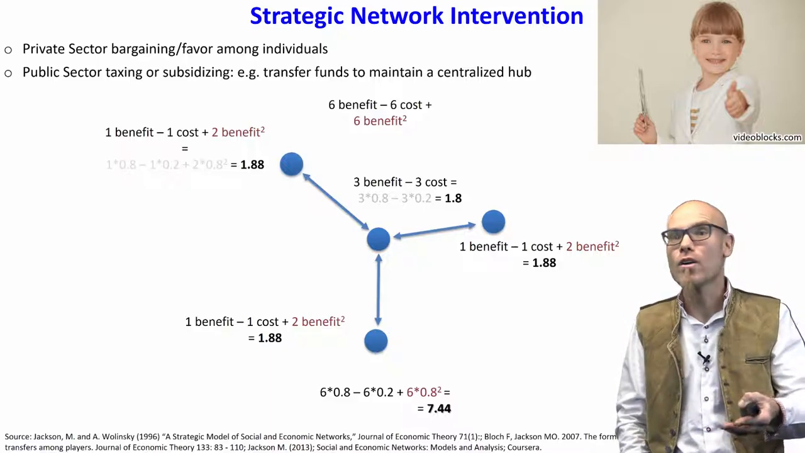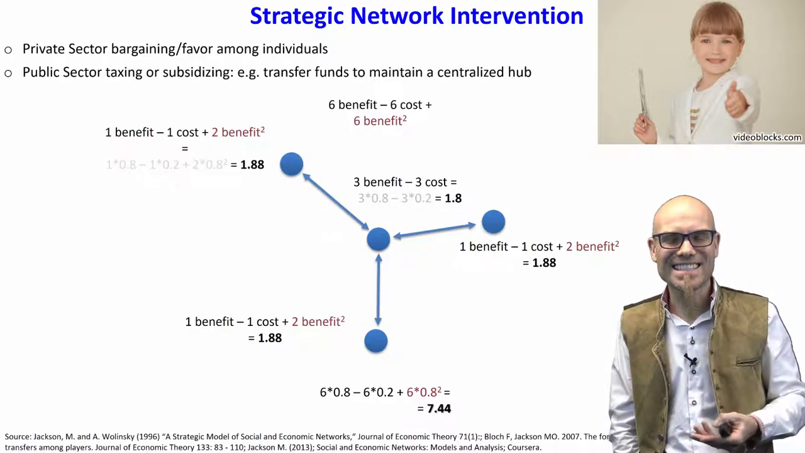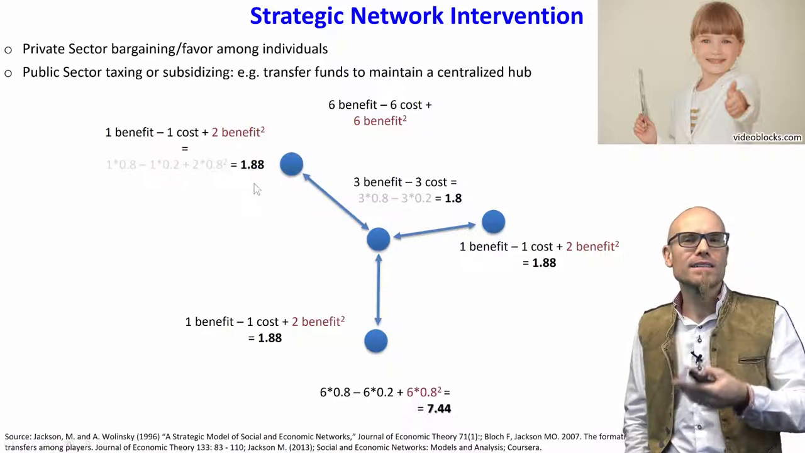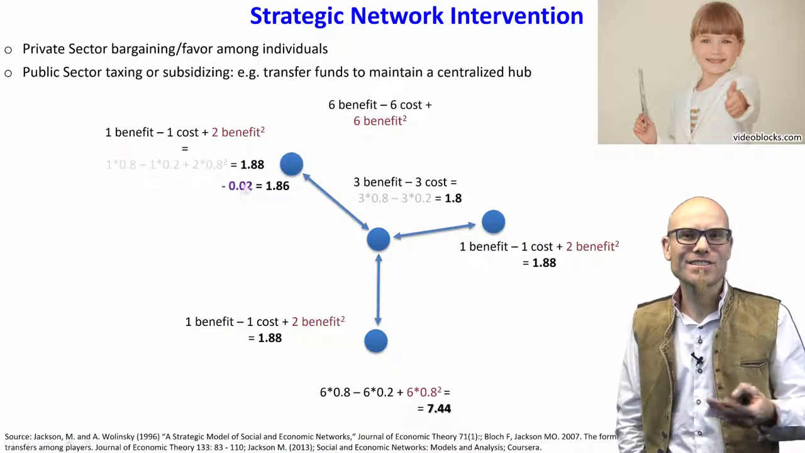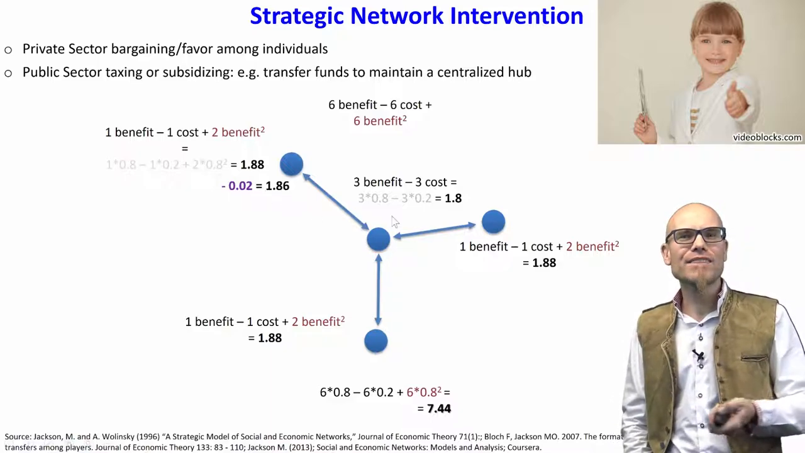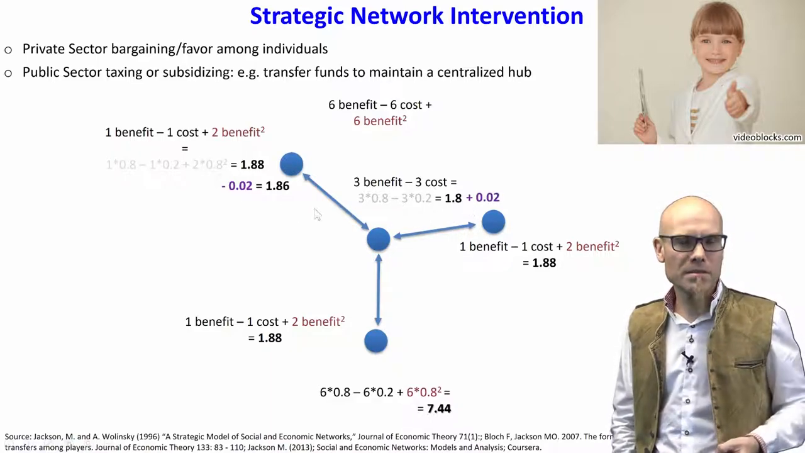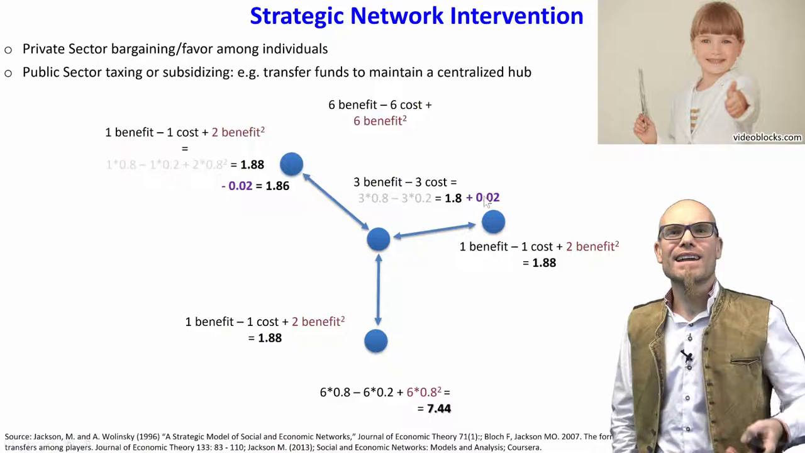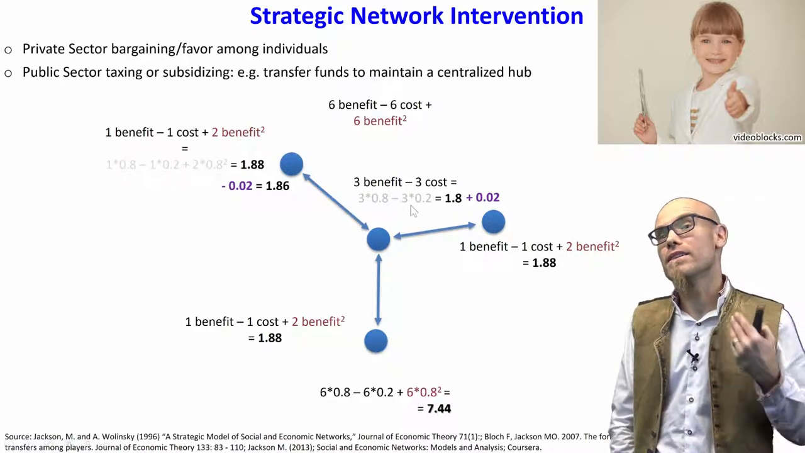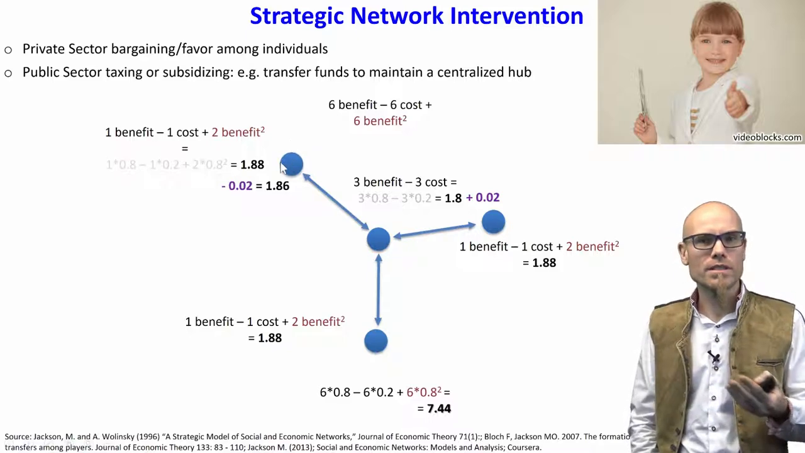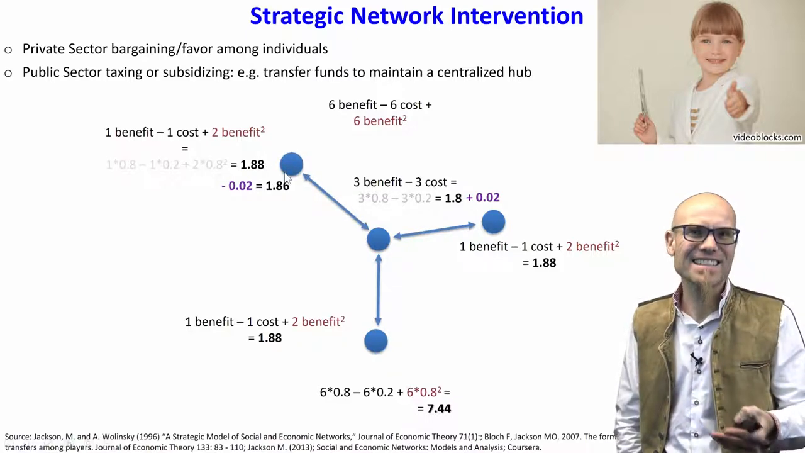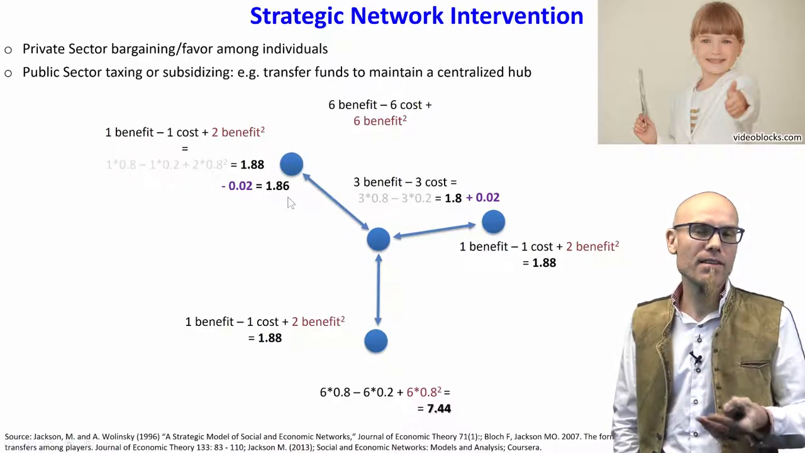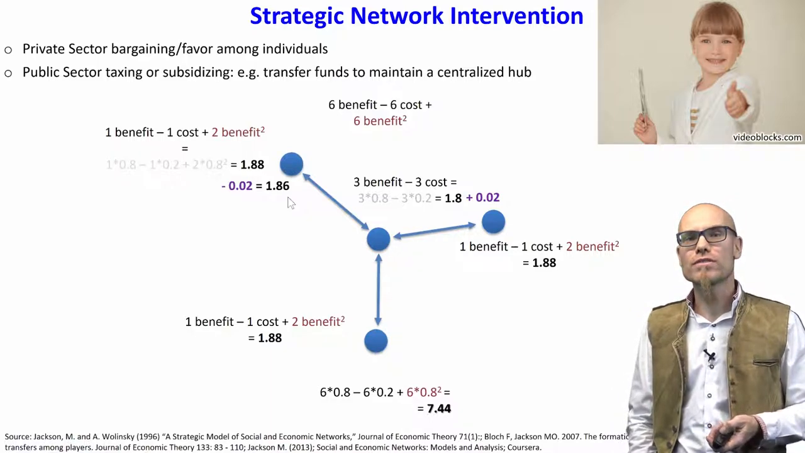So how could we do that now, keeping up with our idealized model? Well, we have 1.88. What if we take 2 cents away, right? So out of, let's say, $1.88, we take 2 cents away and give these 2 cents to the middle hub. Now, this pendant node reduced its benefit. It was taxed. So it went down from 1.88 to $1.86. It lost 2 cents.